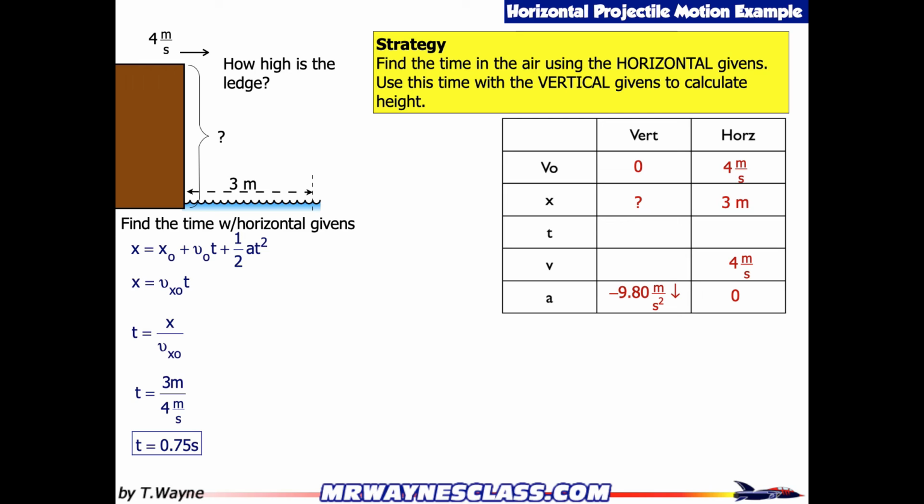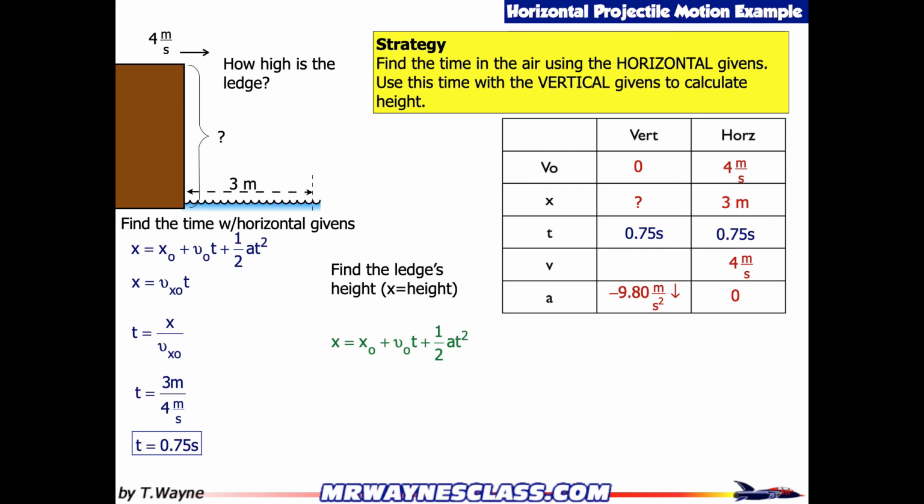So that's the time it takes to travel that 3 meters, which is the same as how much time it takes to hit the water. So I can put those two times in my columns. You can see now I've got a lot of givens in the vertical column to figure out what I need to know. So I'm going to find the ledge's height using only the stuff in the vertical column. When I talk about x in this case, I'm talking about the height. That's really what it means.